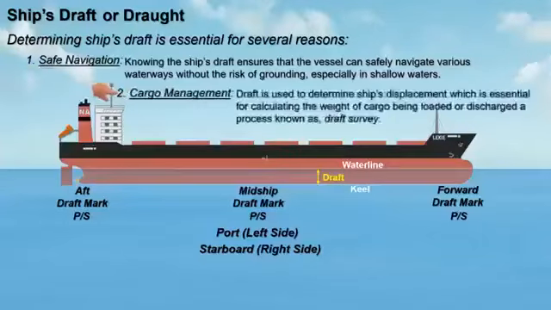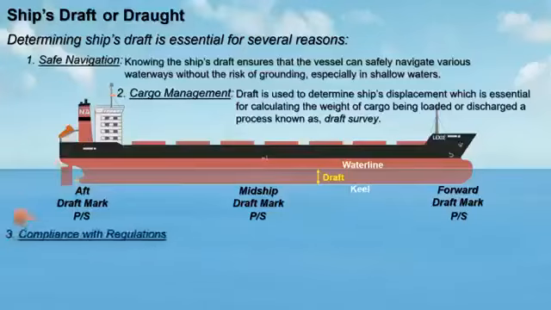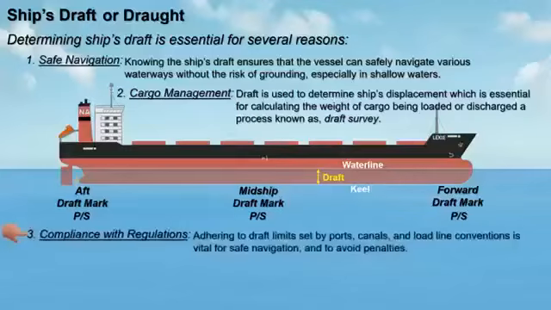Draft is used to determine a ship's displacement, which is essential for calculating the weight of cargo being loaded or discharged, a process known as draft survey. And 3. Is for the compliance with regulations. Adhering to draft limits set by ports, canals, and load line conventions is vital for safe navigation and to avoid penalties.